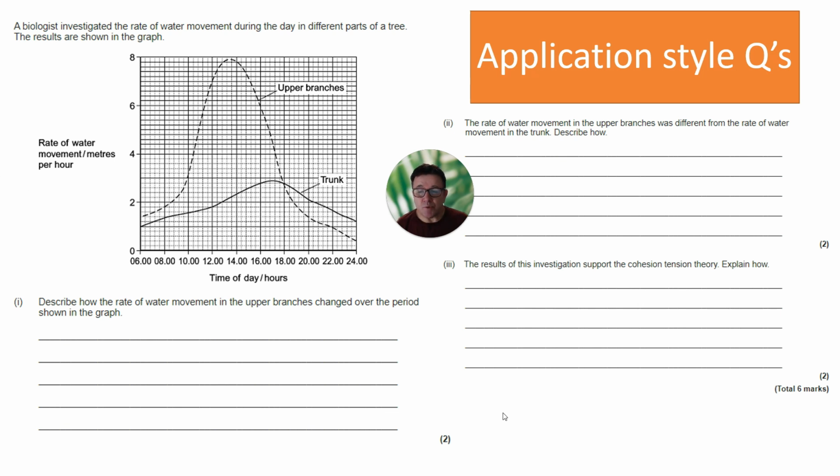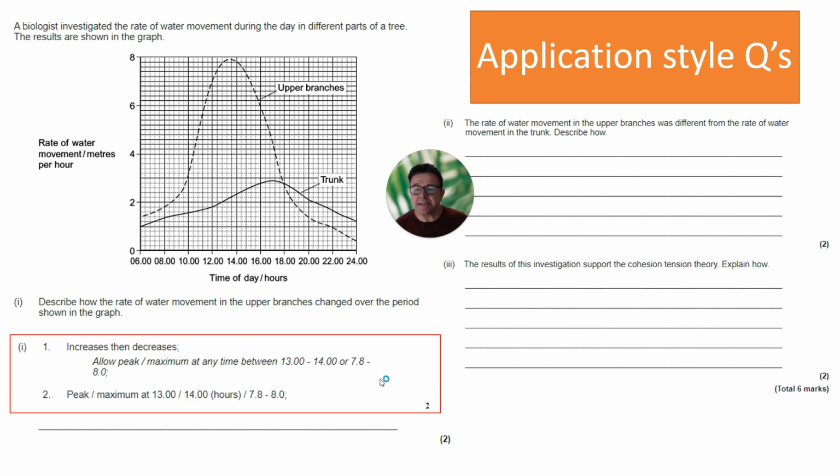So first question, describe how the rate of water movement in the upper branches changed over the period shown in the graph. Describe is saying what you see. So in this case it increases and then decreases, but I more than likely would talk about where it increases to, so the peak maximum. You can mention either the hours or the rate of water movement in meters per hour.